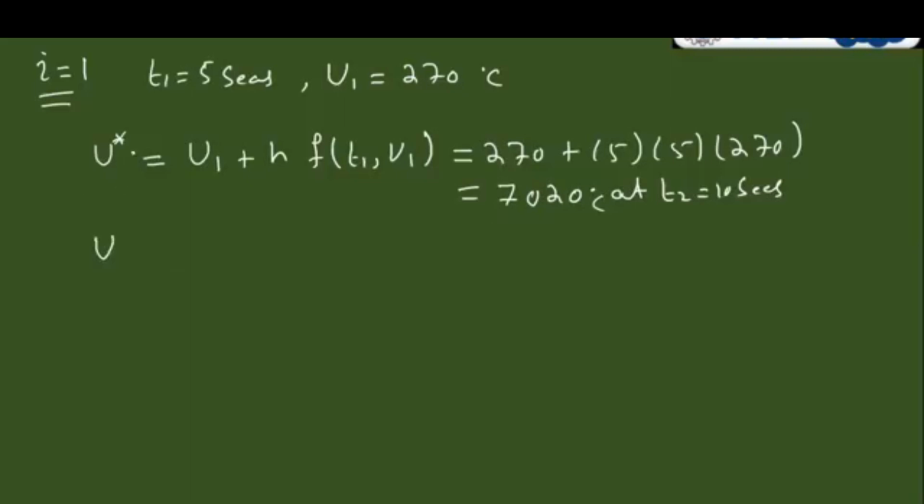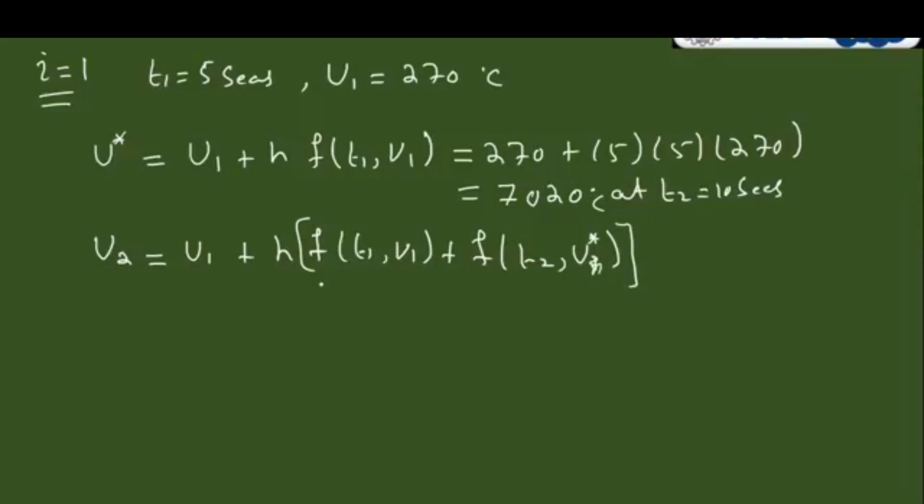So this one is u2 star. Then u2 will be equal to u1 plus h times f of t1, u1 plus f of t2, u2 star, sorry, not u1, divided by 2, the average of these two slopes. These are the slopes, and we have to find the average of these two quantities. And that belongs to the exact time t2 equal to 10 seconds as well. But this would be the final answer. So let's perform this calculation.